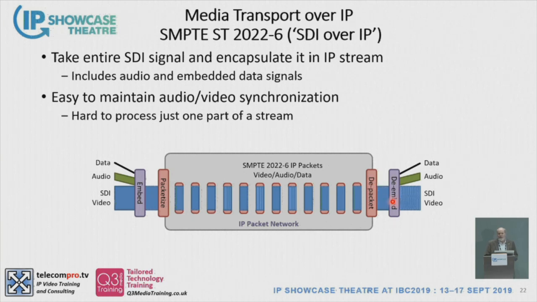At the far end, if we want to manipulate it, if we want to break out the audio separate or the video separate, we simply take the signal apart using a standard de-embedder. So it's a very simple system. The big drawback to it is it's hard to process a single part of a stream. If you're only interested in the video, you have to take that entire packet stream and disassemble it to get at what you're looking for.